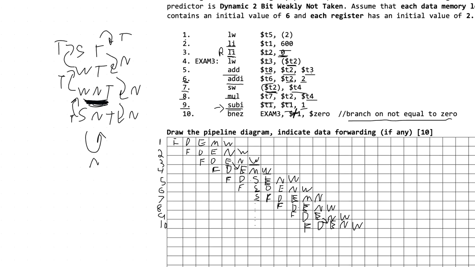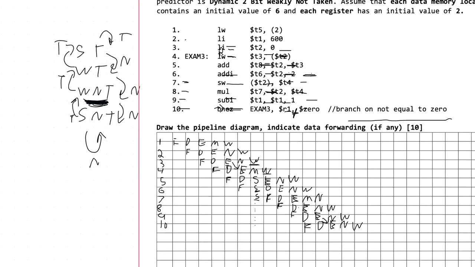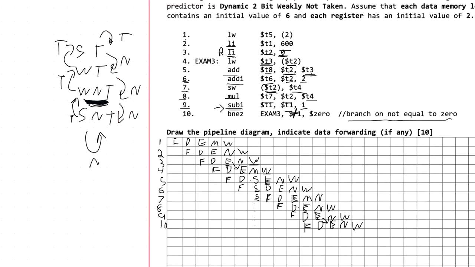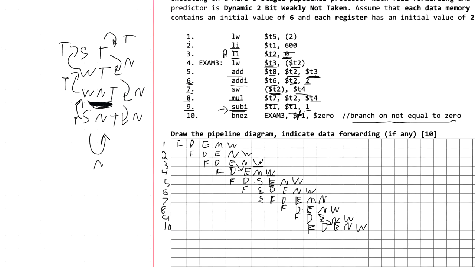The only time that we have to stall is in a case like this, where the data that we're looking for, T2, or so I'm sorry, T3, is coming from a load instruction or a store or something that is not an R-type. So that's when we would essentially have stalling instead of data forwarding.